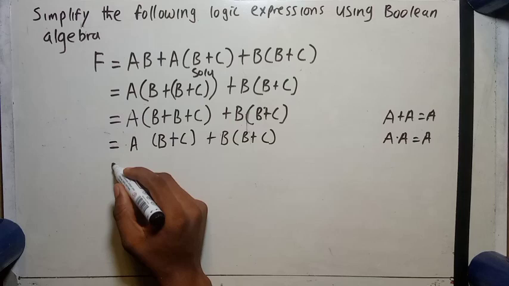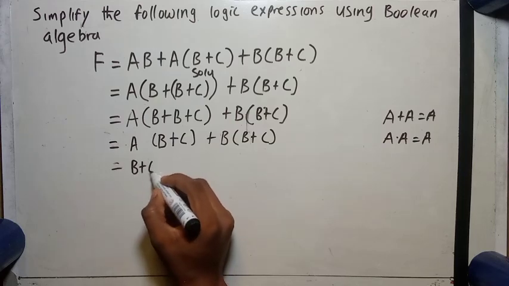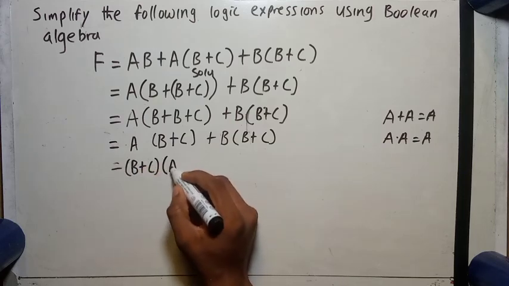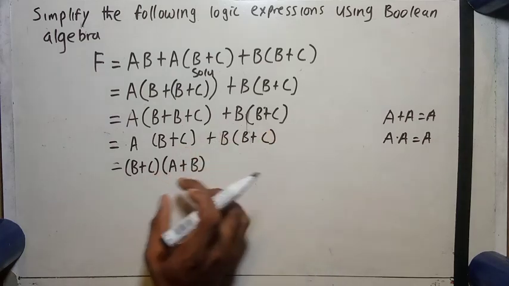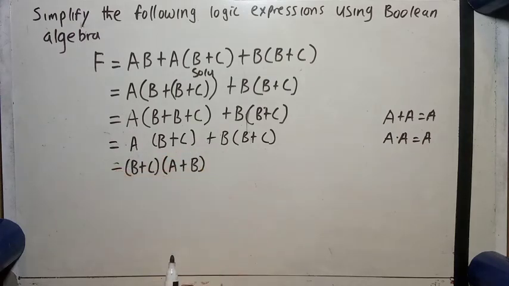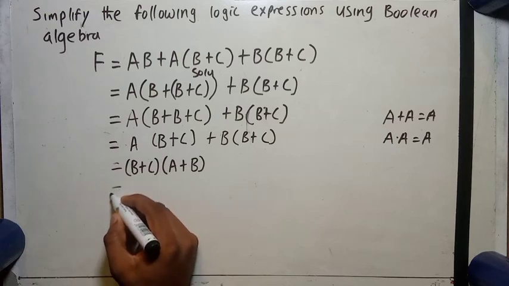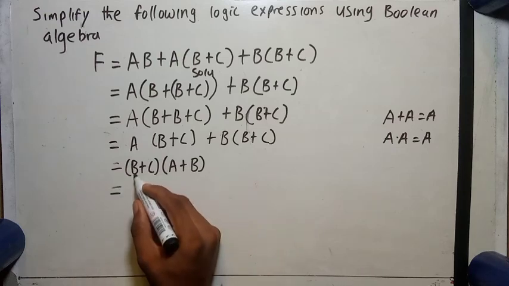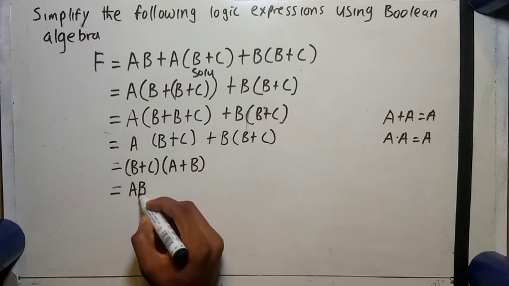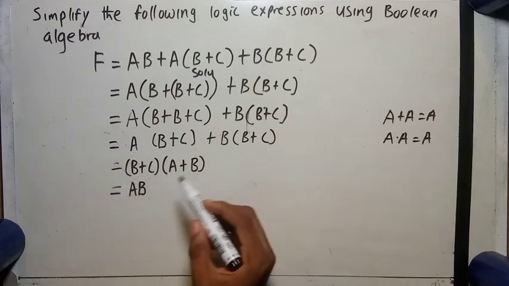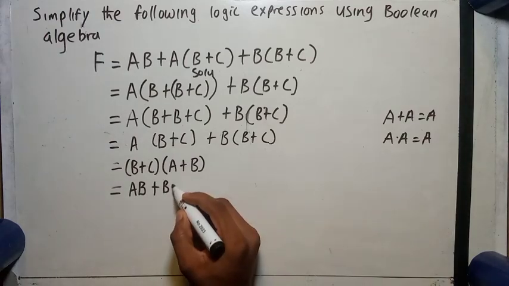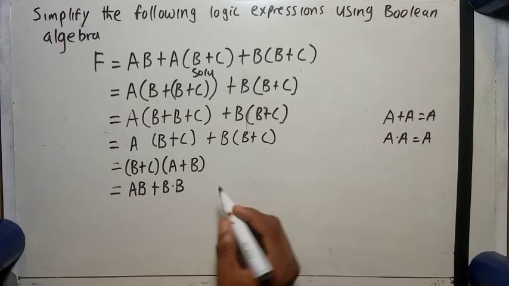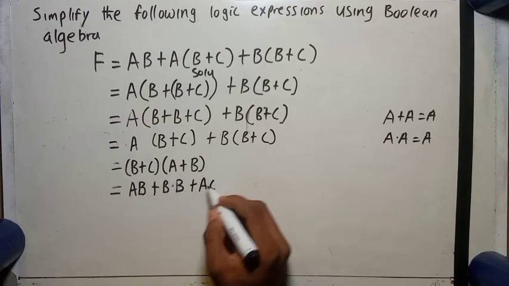So we can also write this as b plus c in brackets, and you have a plus b. This and this are the same. If you collect them as one and bring them out, from here you can open the bracket and you have b times a, which is a b. Always try to arrange them in alphabetical order. B times b is also going to be b, the same as a times a. Now c times a, c times b.